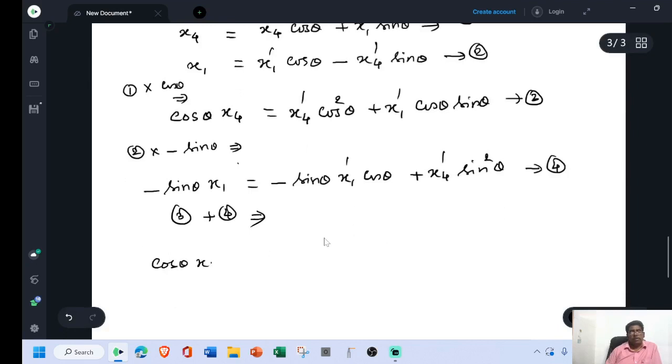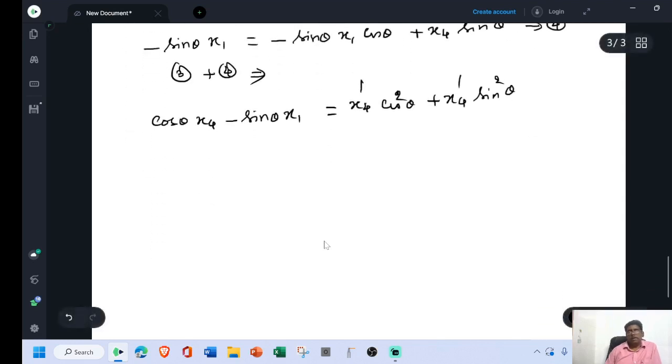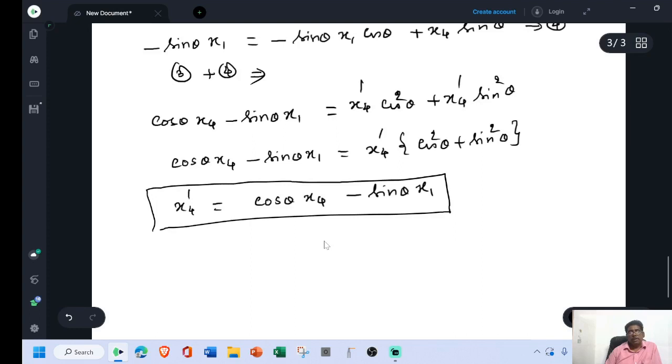cos theta x4 minus sin theta x1 equal to x4 dash cos square theta plus x4 dash sin square theta. This is in positive sign, this is in negative sign, so they cancel each other out. This is cos theta x4 minus sin theta x1, which is equal to x4 dash, because if you take x4 dash outside, this is cos square theta plus sin square theta. Then x4 dash equal to cos theta x4 minus sin theta x1. We can get the value of x4.